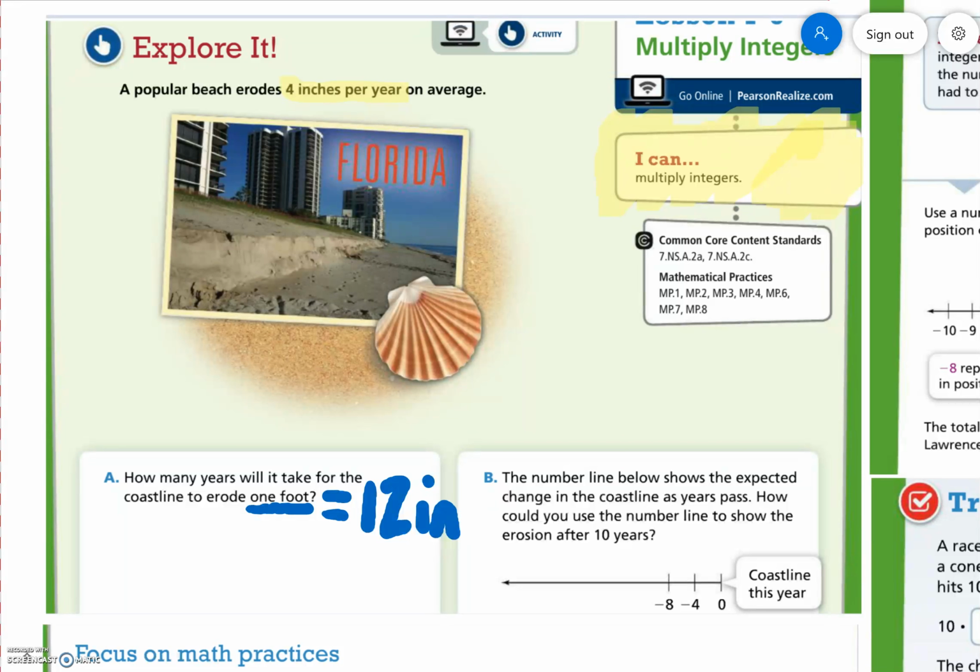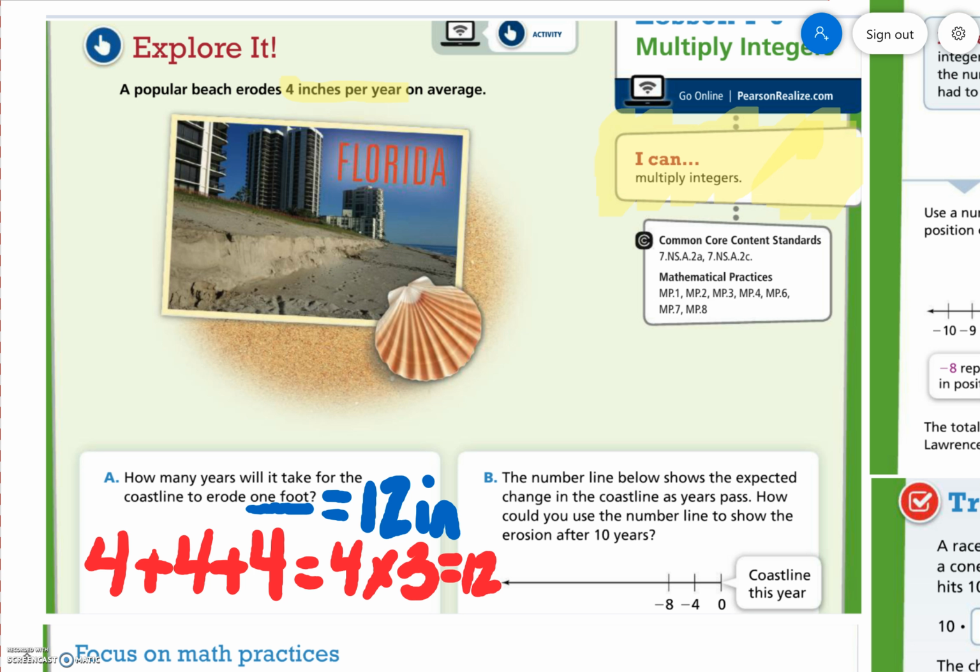Okay, so if it erodes 4 inches every year, 4 plus 4 plus 4, or 4 times 3 equals 12, meaning it will take 3 years. And we start at 0. For the first year, you go back 4. The second year, you go back 4. So I want to go back 10 times.